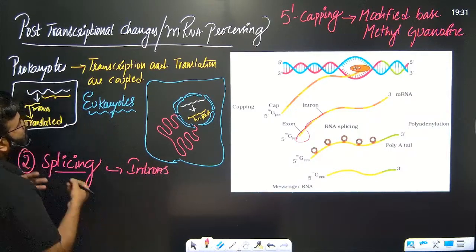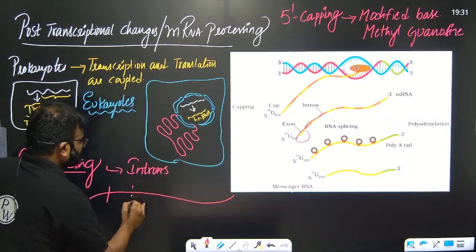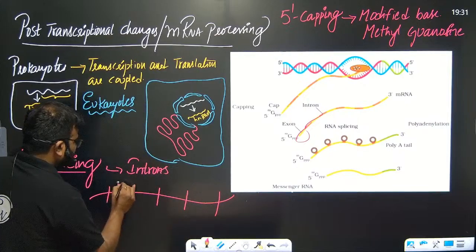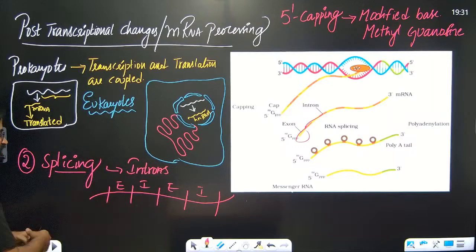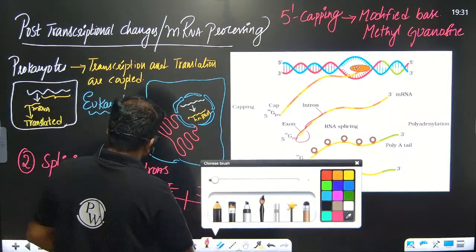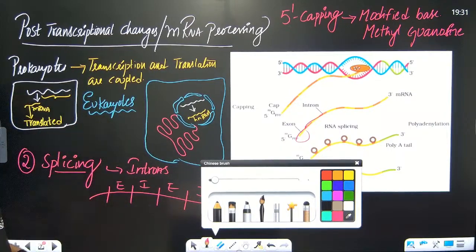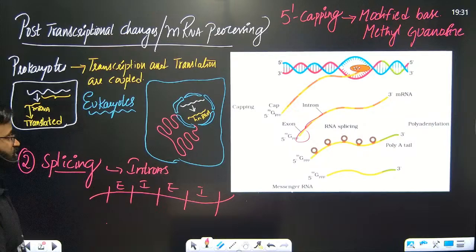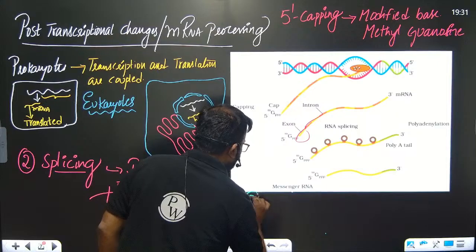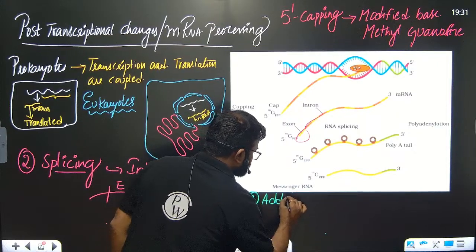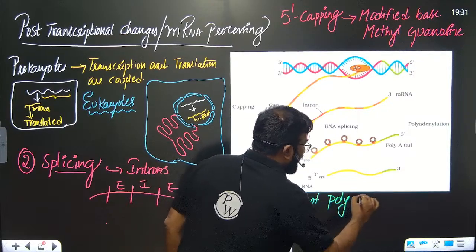So as I told you, in case of eukaryotes, you have a split gene concept, right? So this is exon, this is intron, exon, intron. So you need to slice off the introns. You need to chop off the introns, and then later the exons will be joined together. Next comes your third one, that is addition of the poly-A tail.